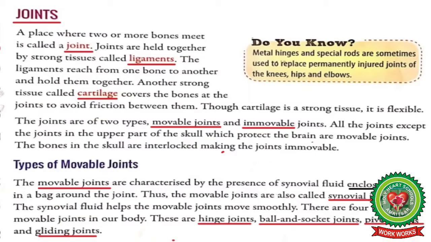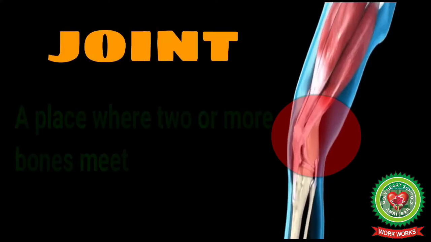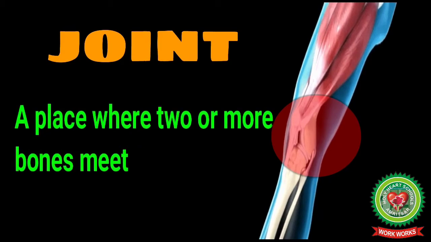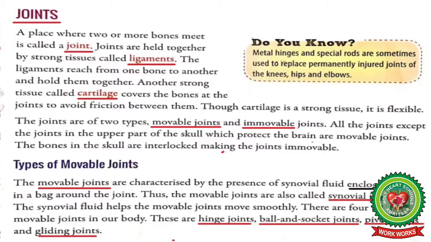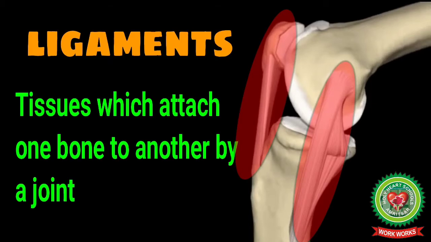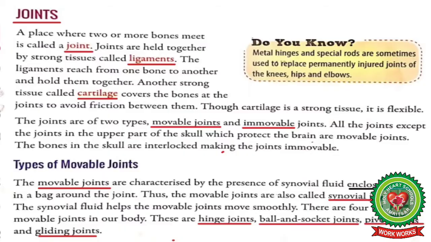Joints. Now the definition of joints: a place where two or more bones meet is called a joint. Students, at a joint, bones are held together by strong tissues called ligaments. Now, what are ligaments? Ligaments are tissues which attach one bone to another by a joint. So, ligaments reach from one bone to another and hold them together.